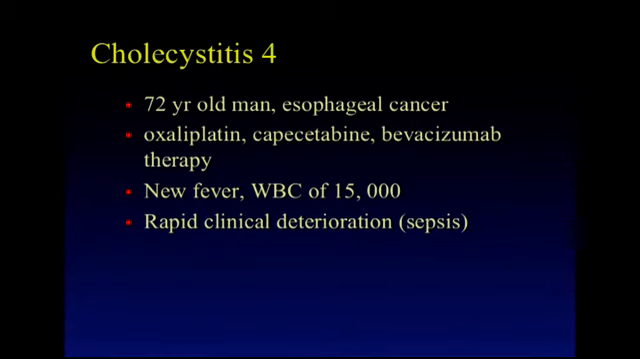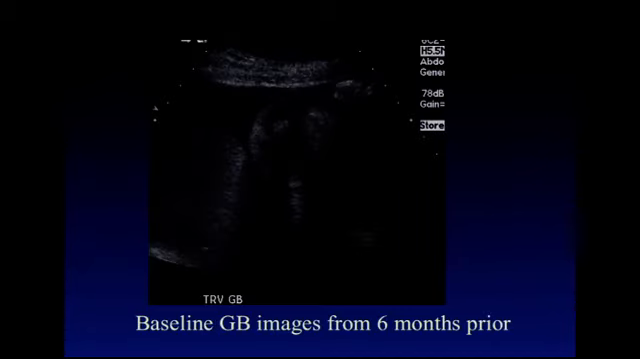And finally, this last case was probably the most extreme. 72-year-old man, esophageal cancer on many chemotherapies, including bevacizumab, the new VEGF inhibitor. And he comes in with new fever, white count of 15,000, and a very rapid clinical deterioration. And this was his baseline gallbladder from 6 months prior. And it looked like there were some stones, maybe a little bit of ascites, but otherwise not a particularly remarkable gallbladder.